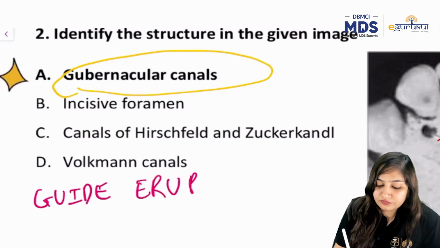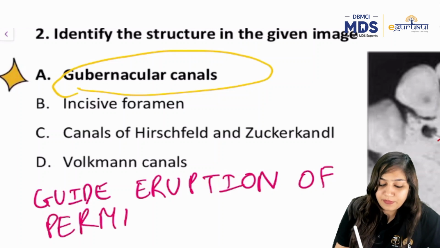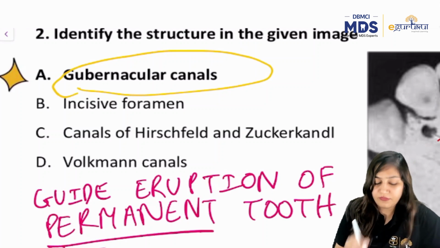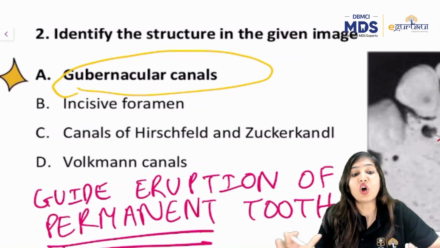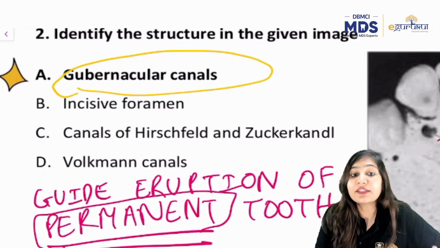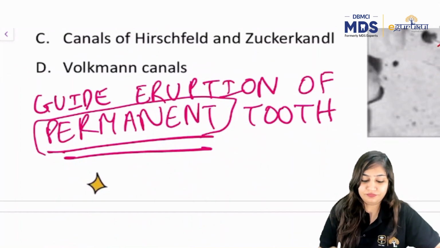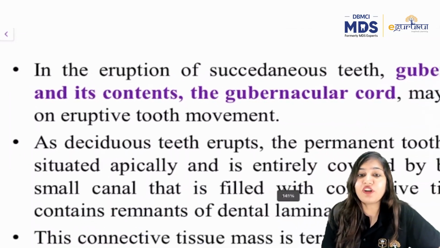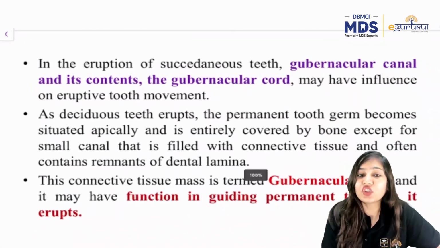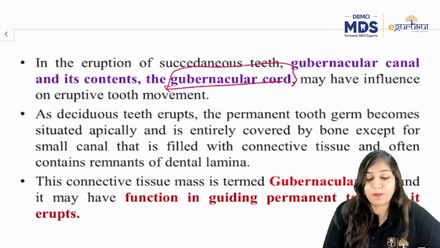eruption of permanent tooth. This can be again asked as an MCQ question. What guides the eruption of permanent tooth? So, gubernacular canal. Gubernacular canal has a soft tissue component which is known as gubernacular cord. So, in the eruption of succedaneous teeth, gubernacular canal and its content, that is gubernacular cord, have influence on eruptive tooth movement. This is mainly connective tissue component.